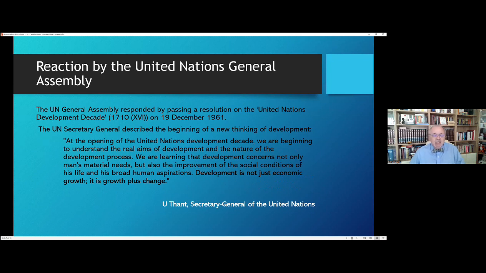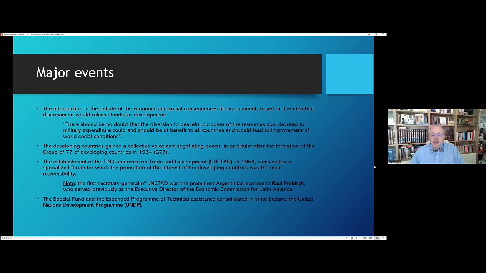So the Secretary General recognized that this is the beginning of a new era. We understand the real aims of development and the nature of the development process. And he gives another definition of development. Development is not just economic growth. It is growth plus change. And that is, again, something that marked the difference from the previous era. What happens during that decade?